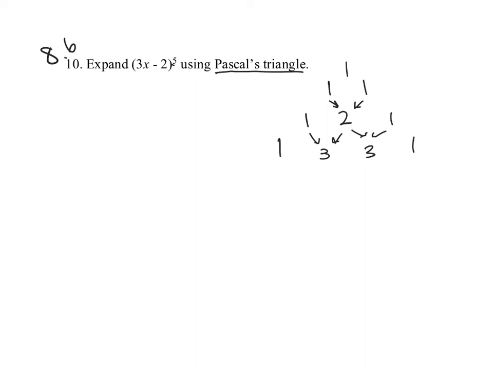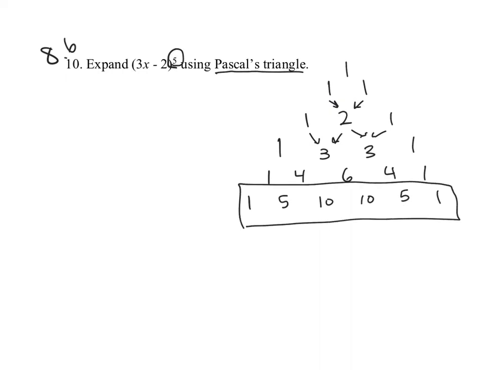And if we're raising it to the 5th power, you need 6 rows of Pascal's triangle. You'll always need one more row than the power it's being raised to. So I need this row and then this row. So this is the row of Pascal's triangle I'm going to use for this expansion.